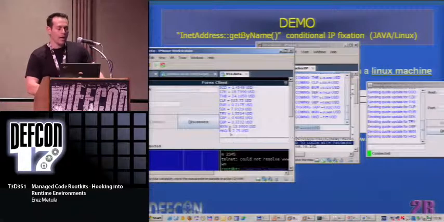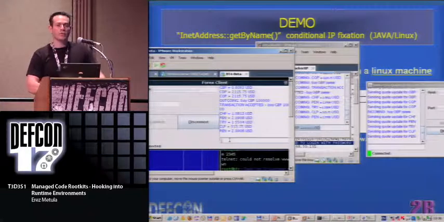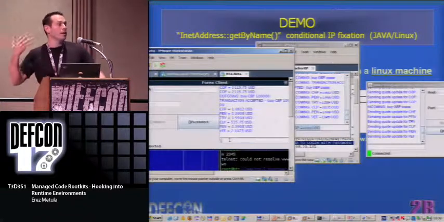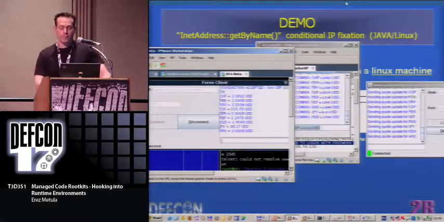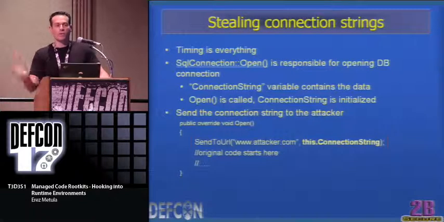And I wanted to inject code that does something like this: take this.connectionString and send it to the attacker. But the thing is that I cannot inject it into the constructor of the object. I need to inject it into a place where I know that when it is called, the connection string will already be initialized. The right place to do that is in Open. An application calls Open, which is initialized.